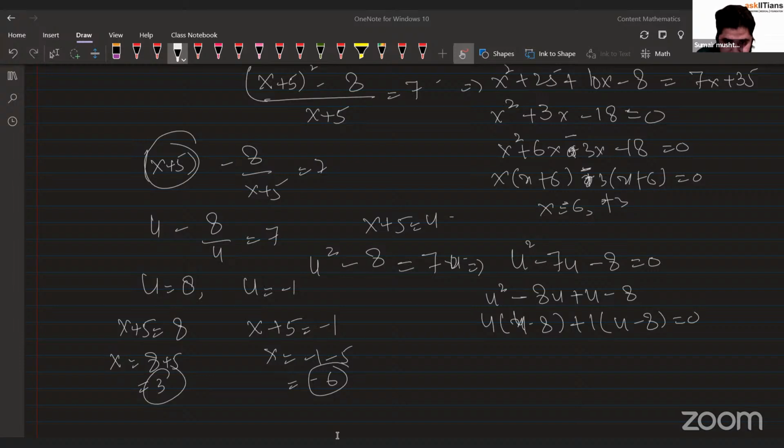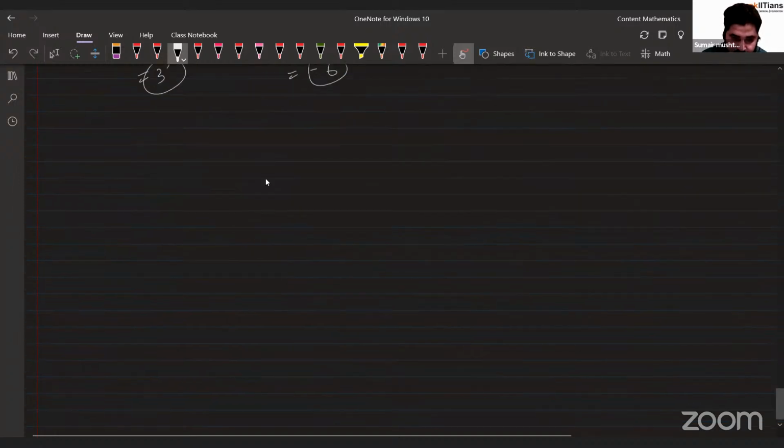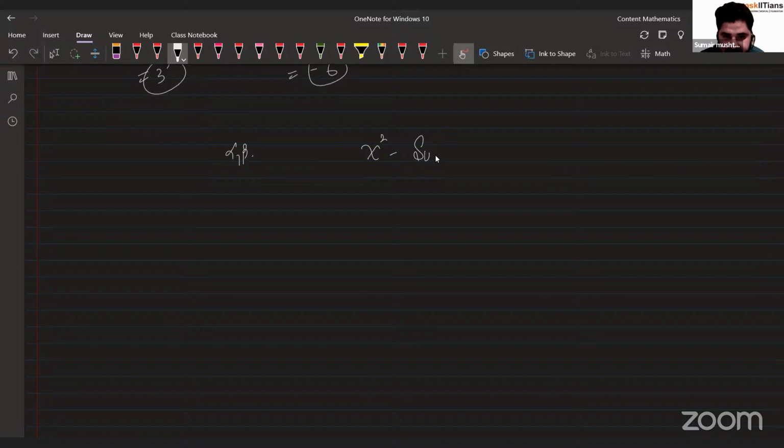Listen, guys. Now, you also know a quadratic equation can be written as, if alpha and beta are the roots, x square minus sum of the roots times x plus product of the roots is equal to 0, right? Where the sum is alpha plus beta and the product is alpha into beta.